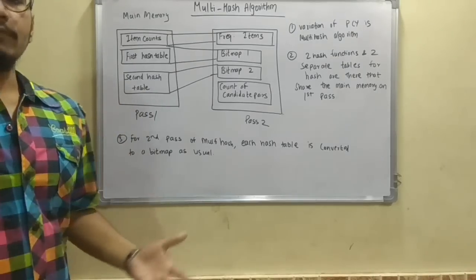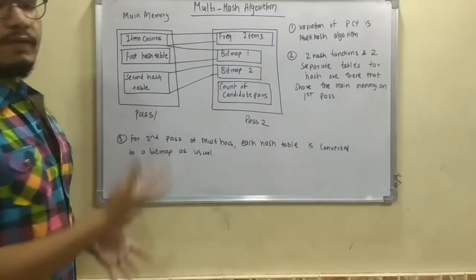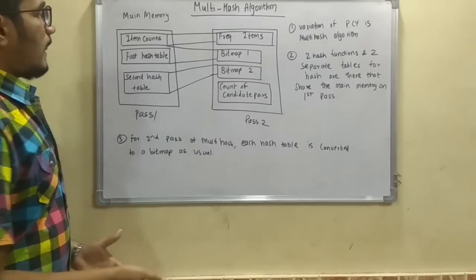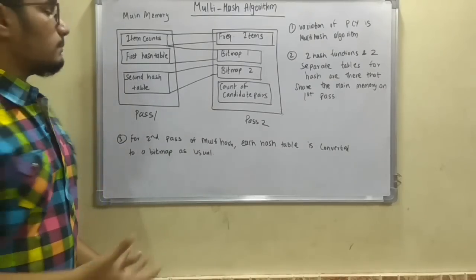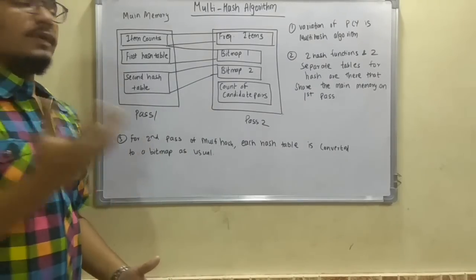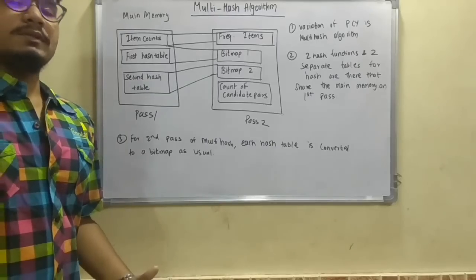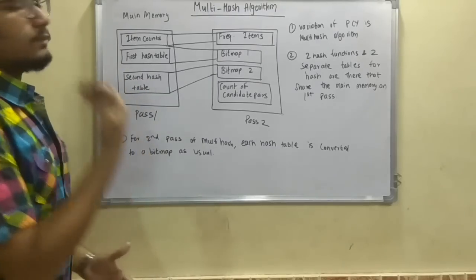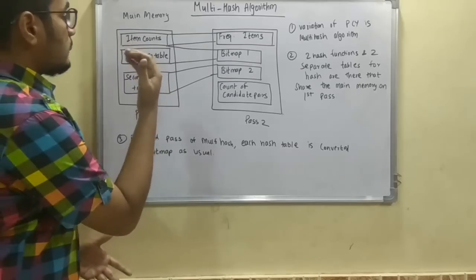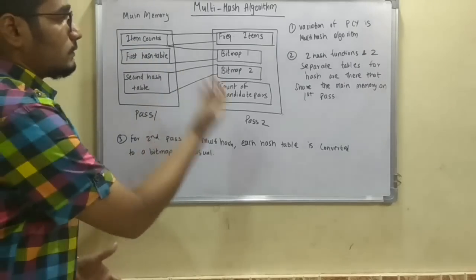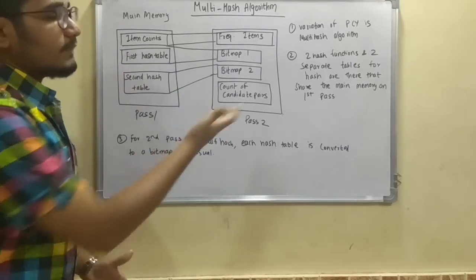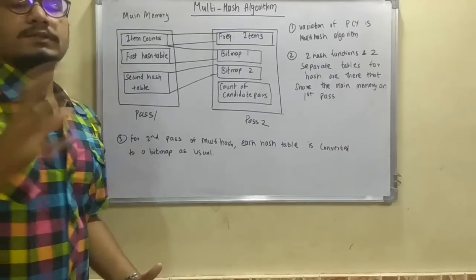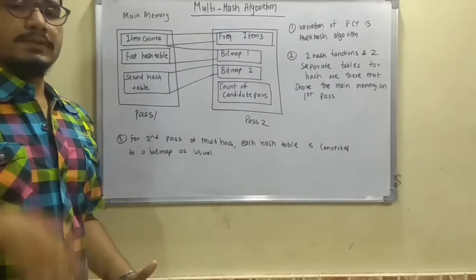So in this we also have the main memory map, which has the item counts as in most of the other algorithms, and we have the first hash table and the second hash table efficiently stored in the main memory for space reduction, and we map the first hash table to a bitmap vector 1 and the second hash table to a bitmap vector 2 in pass 2, and we have the count of candidate pairs and the frequent items like in the previous algorithms, the multi-stage and the PCY algorithm.